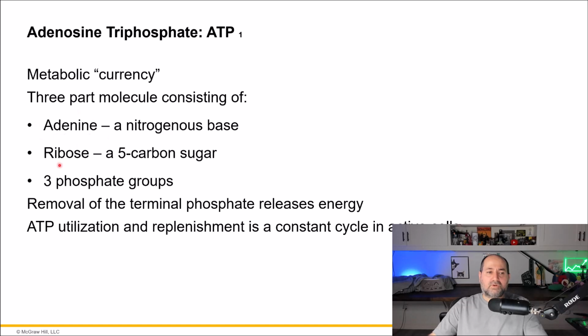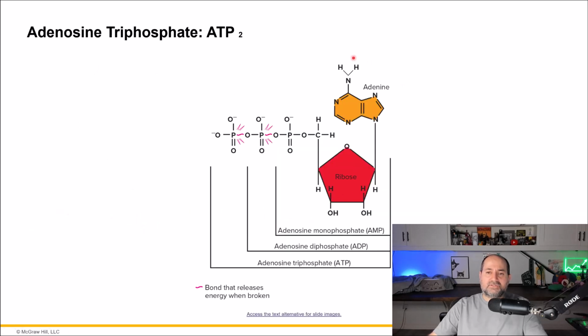And you have the ribose group right here, a ribose 5-carbon sugar. And you have three of those phosphate groups. That's where the TP comes in. Triphosphate, right? 3 phosphate groups. And it's that removal of the terminal phosphate that releases energy. So you can see here, here's ATP. Here is your adenosine nucleotide in orange, your sugar ribose, the 5-carbon sugar in red, and then here are your 3 phosphate groups right here.